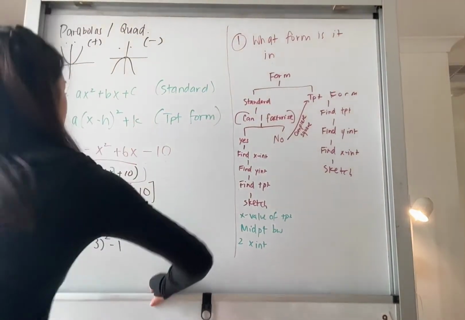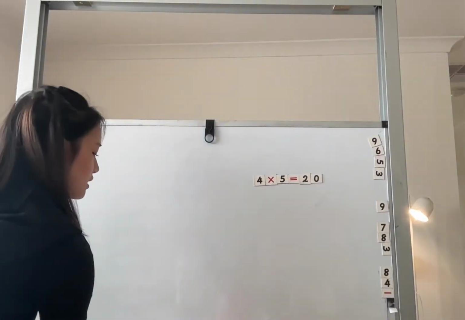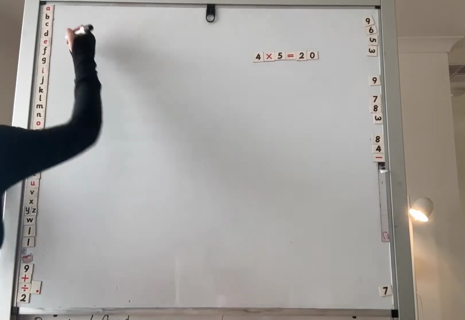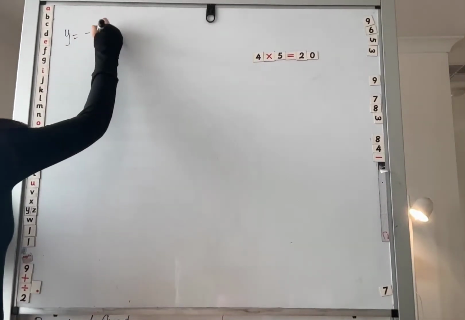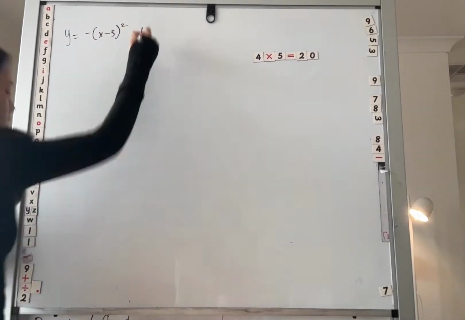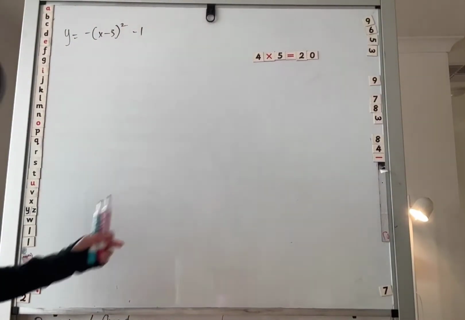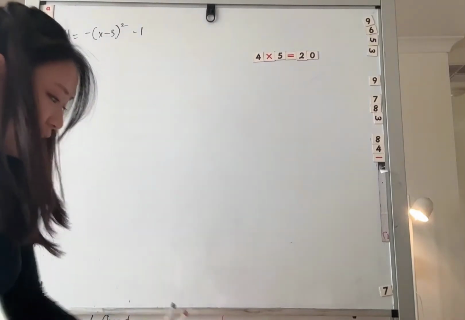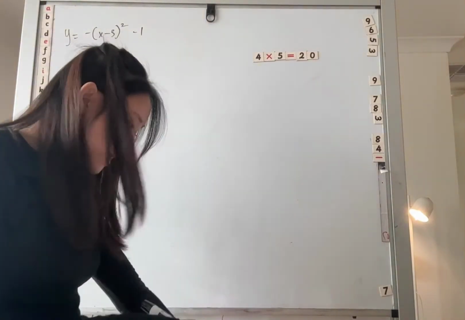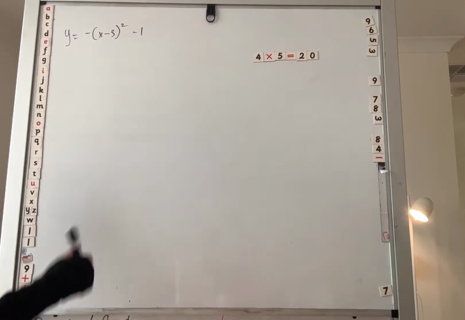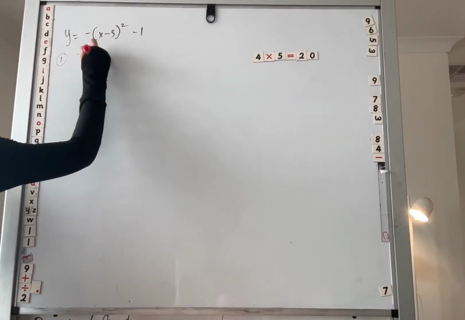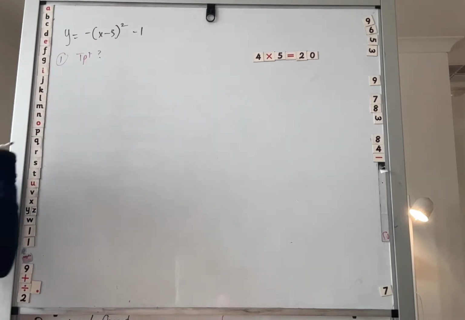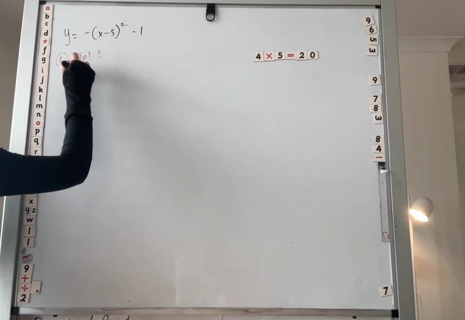I don't want to erase it, so we'll just do this then. So obviously the function before was y equals negative, x minus 3 squared, minus 1, right? So first step, if you refer to the diagram that I had on before, is you have to find the turning point. So step 1, what is the turning point? Obviously your turning point here is 3, negative 1.